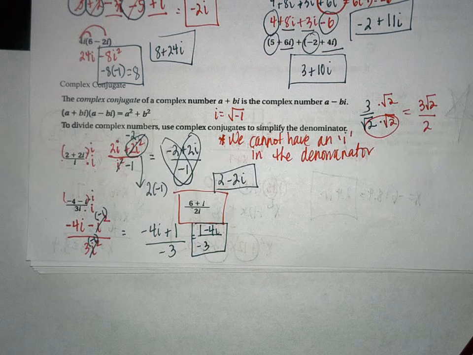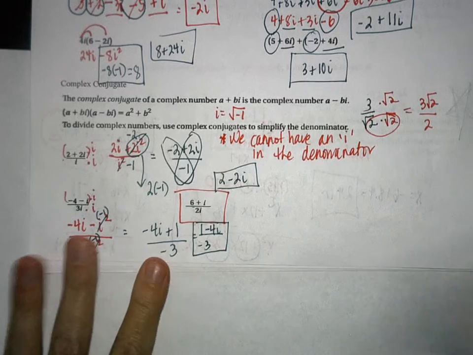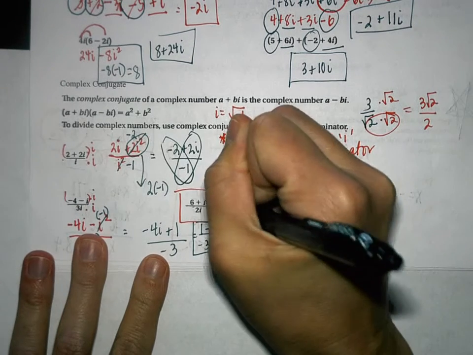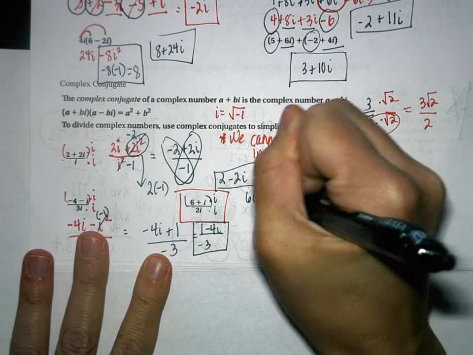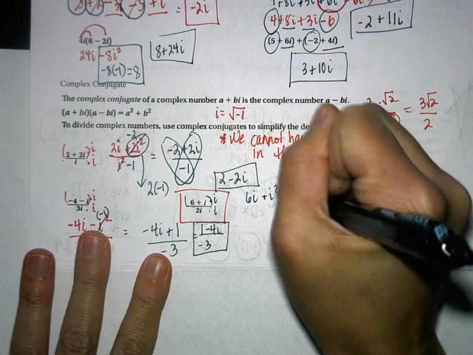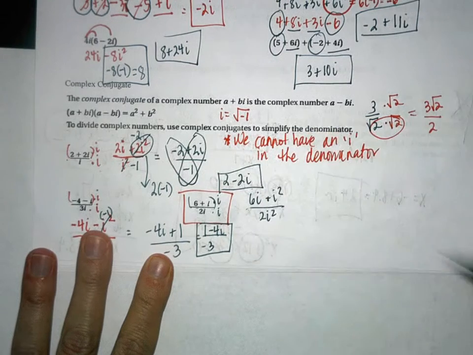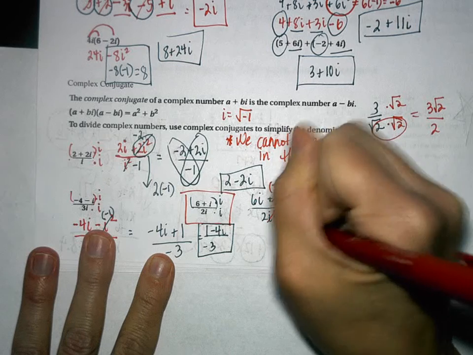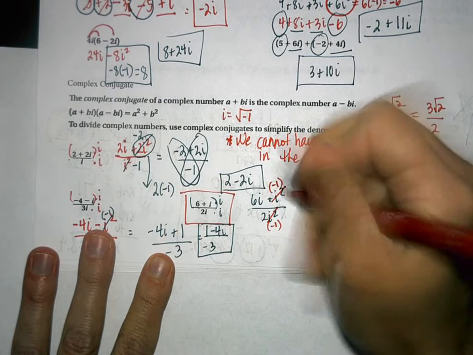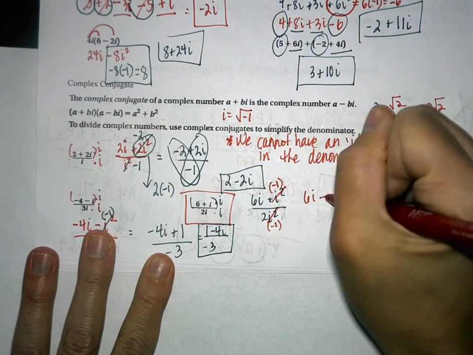So the correct answer should have been something like negative 1 plus 6i over negative 2. Let's go through that. The first thing you should have done is multiplied both the top and the bottom by i. And we get 6i plus i squared all over 2i squared. We know that i squared actually represents negative 1, so I'm crossing these out and putting a negative 1 there. So I end up with 6i minus 1 over negative 2.